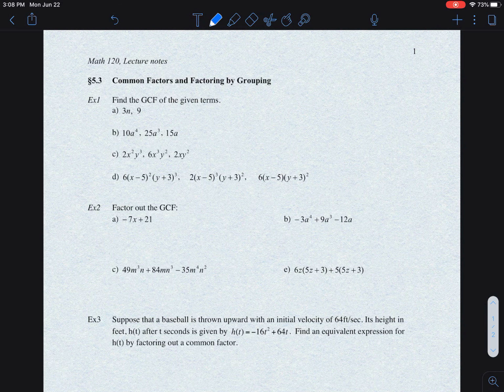In this video, just continuing from chapter 5 lessons, we're going to start introducing the concept of factoring. The first thing we look at is common factors, and then the second concept we're going to introduce in this lesson is factoring by grouping. Then in 5.4, we're going to learn how to factor trinomials.